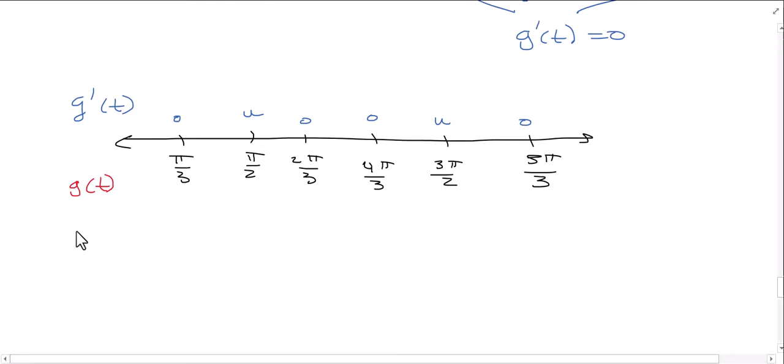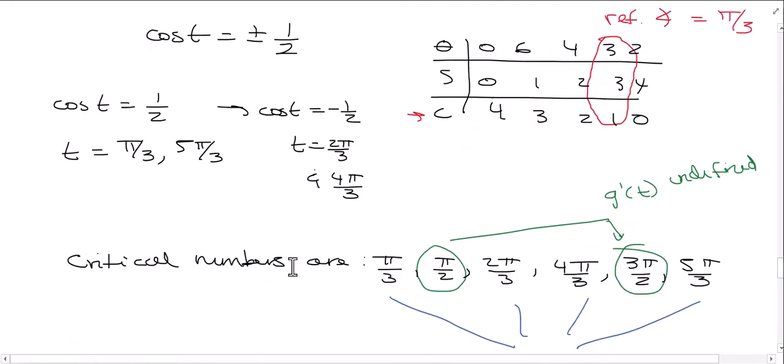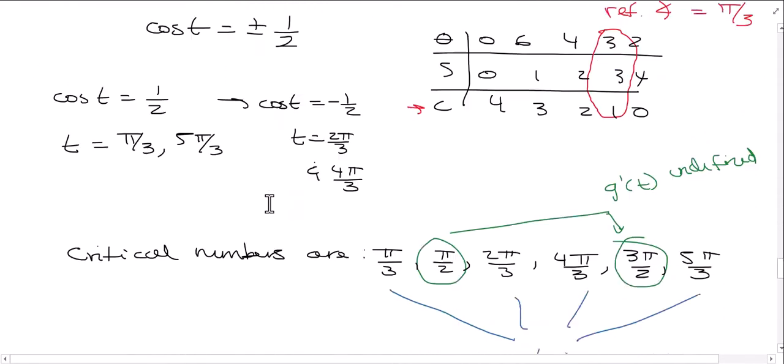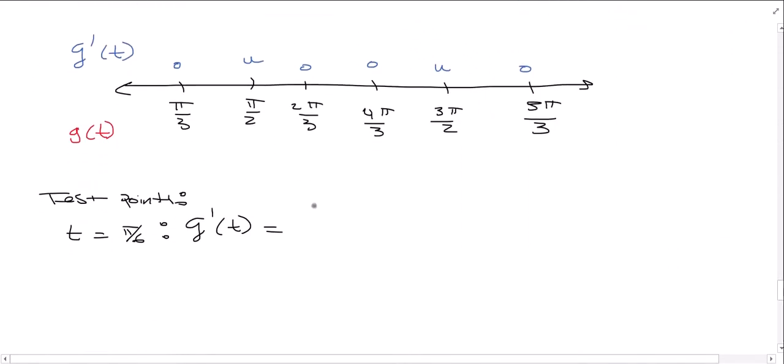So let's look at our different test points. Between 0 and pi over 3, 0 is included, so we can just plug in 0 and see what we get, or you could try pi over 6. So let's say t equals pi over 6 for the first one, and we're plugging it into the first derivative. So what is our first derivative? It is 8 minus 2 secant square of t. So g prime of t is 8 minus secant of t, squared.